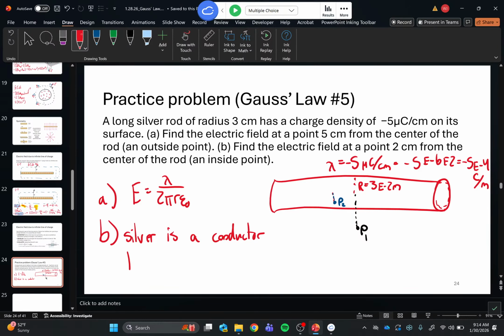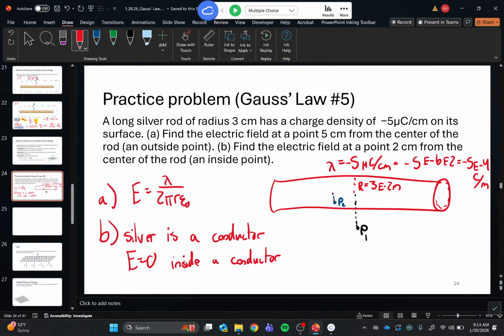So silver is a conductor, E is 0 inside a conductor. If this was an insulator, this would not be true. If this was an insulator, we'd have to derive it. And we are going to do that. I am going to show you how to do that, but this is just a quick reminder. This one, you don't have to. But we will do some where you do. All right? You'll see it when we see it.